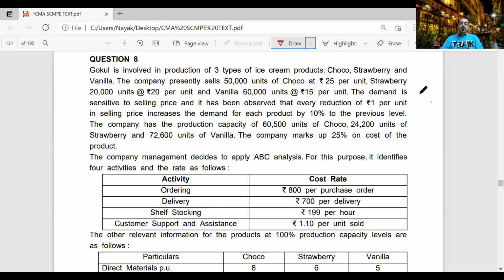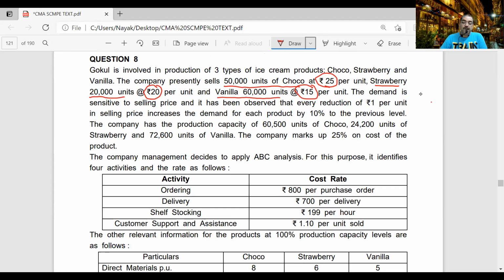Gokul is involved in the production of 3 types of ice cream products: choco, strawberry, and vanilla. The company presently sells 50,000 units of choco at 25 rupees per unit, strawberry 20,000 units at 20 rupees per unit, and vanilla 60,000 units at 15 rupees per unit.